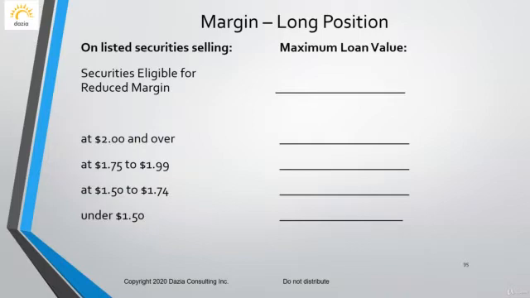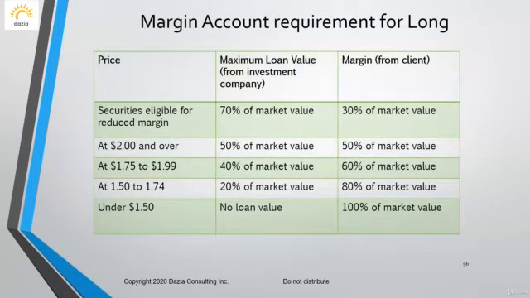So how much down do you need to put in? That is what this margin long position table is about. If you're buying stocks, there is a maximum loan amount that the company will give you. In this table, the amount they can give you depends on the price of the stock. An easier way to remember it is to think of it as there's a maximum loan amount you can get from the company, and there's a margin.